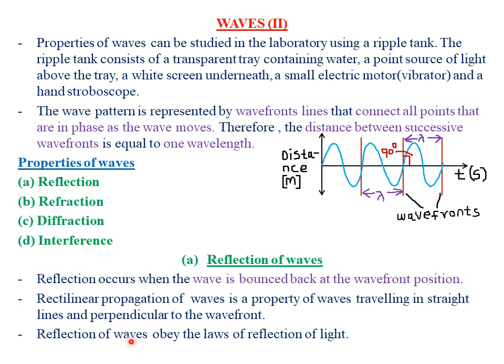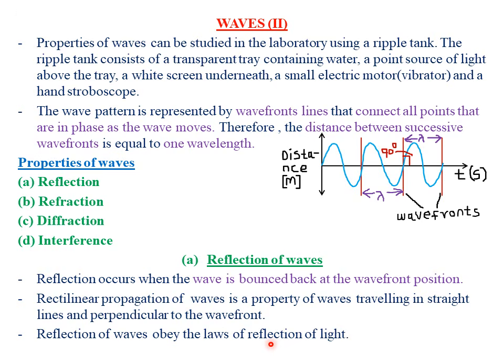Then the reflection of waves obeys the laws of reflection of light. If we can just remind ourselves from Form 1 work, the two laws of reflection of light are: first, the angle of incidence must be equal to the angle of reflection. Second, the incident ray, the reflected ray, and the normal at the point of incidence occur on the same plane.